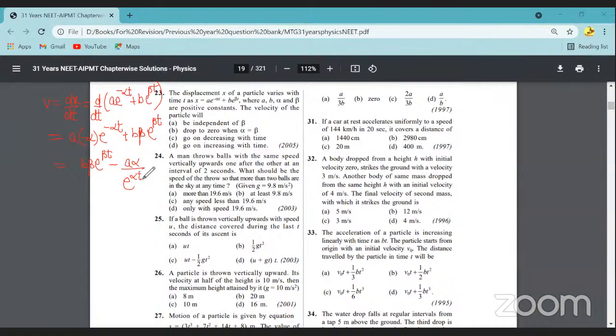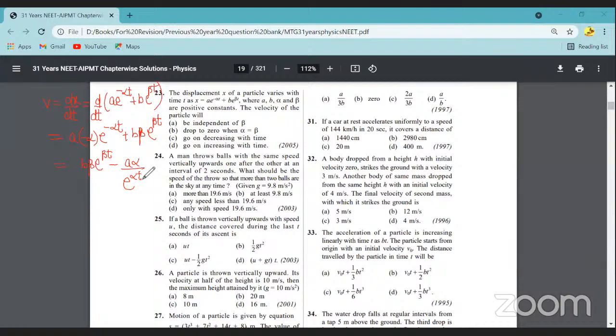अच्छा, now first option is it is independent of beta. ना, beta तो है. Second option it drops to 0 when alpha equals beta. अच्छा, अल्फा और बीटा अगर इक्वल हो जाएंगे तो क्या ये 0 हो जाएगा? ना, ना. No, sir. Third, goes on decreasing with time. अच्छा, टाइम के साथ डिक्रीज होता हुआ जा रहा है.